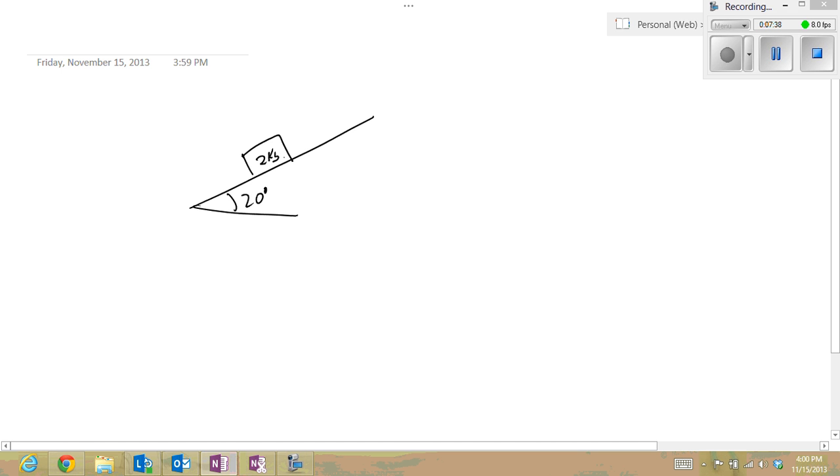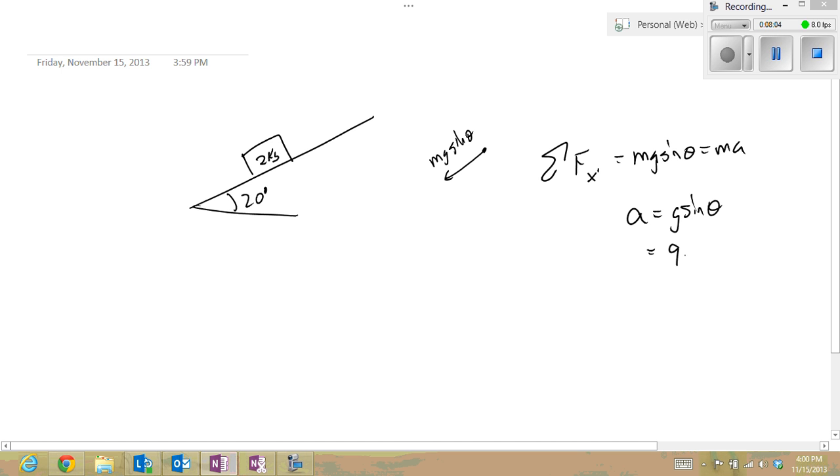So here we've reproduced our problem, so we know that from our previous derivation that we have a force down the plane called mg sine theta, and we have no friction, so the sum of the forces in the x prime direction would be equal to mg sine theta equal to ma. You'll notice the acceleration down the plane is g sine theta, which would equal 9.8 meters per second squared times the sine of 20 degrees, and we can calculate that number.